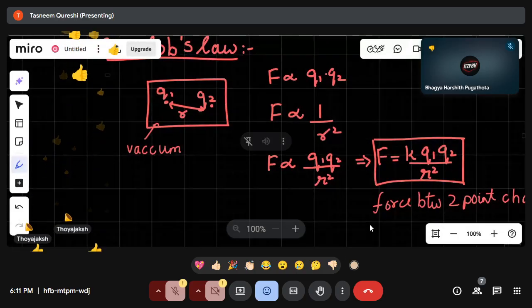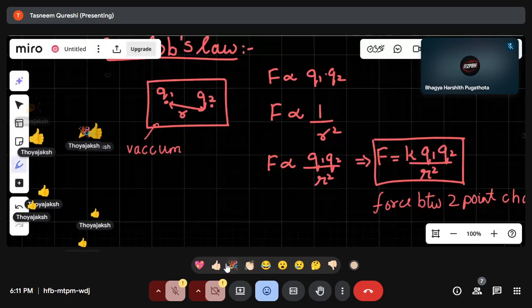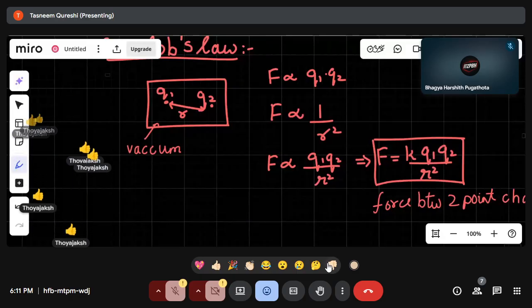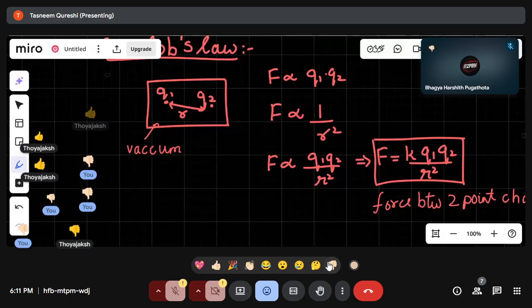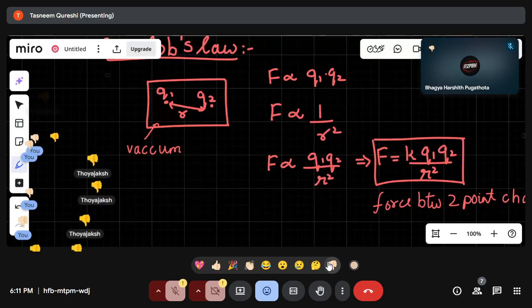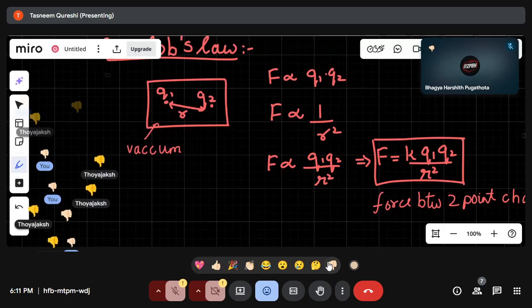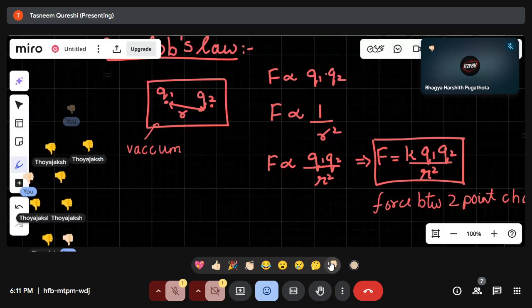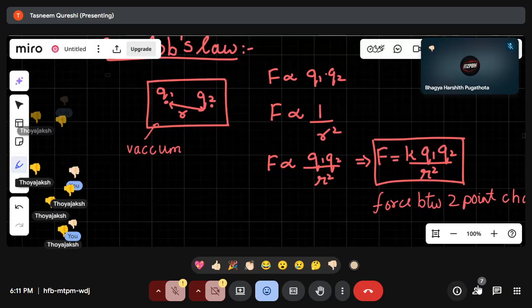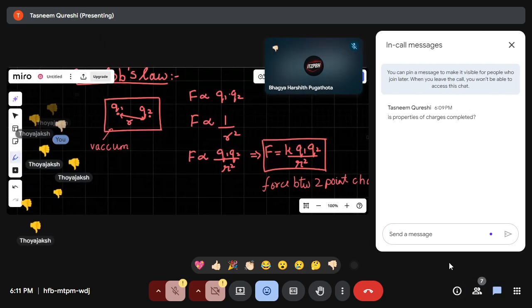Have you studied about permittivity of free space, permittivity of medium, and relative permittivity? Have you done that? Yes, sir. No. Some people are giving a thumbs down. Permittivity is not done. One second, we can study permittivity, and then we can move on to electric field.